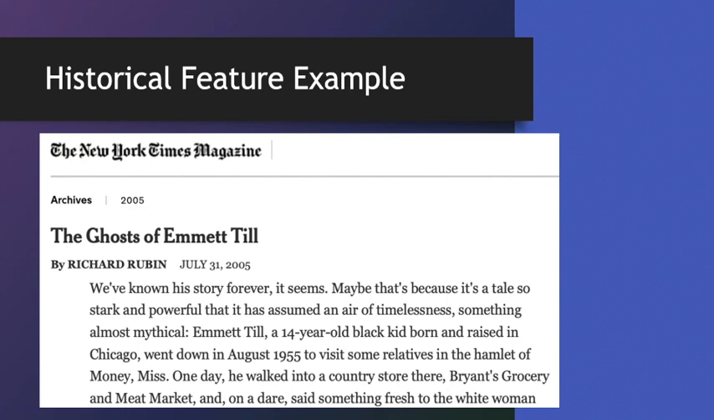This is from The Ghost of Emmett Till. It says, "We've known his story forever, it seems. Maybe it's because it's also a tale so stark and powerful that it has assumed an air of timelessness, something almost mythical. Emmett Till, a 14-year-old black kid born and raised in Chicago, went down in August 1955 to visit some relatives in the hamlet of Money, Mississippi. One day he walked into a country store there, Bryant's Grocery and Meat Market, and on a dare said something fresh to a white woman."